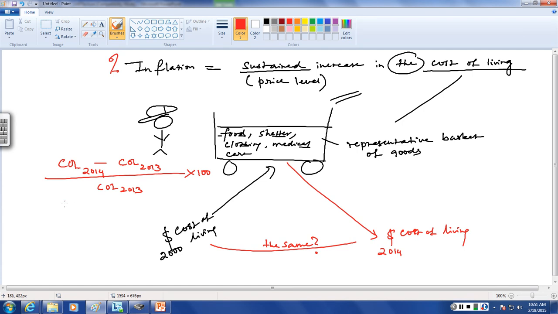So what is this then? Inflation is the percentage change in the cost of living from 1 year to the next. Is that correct?